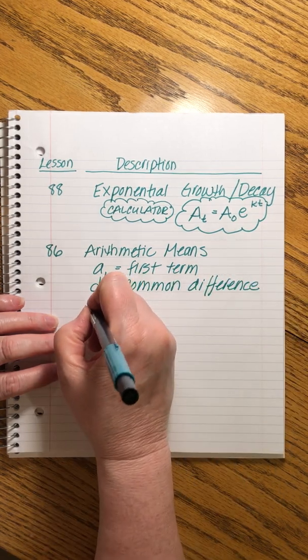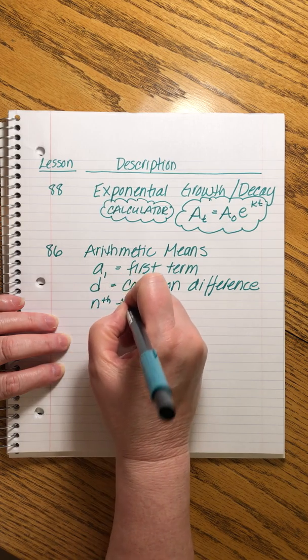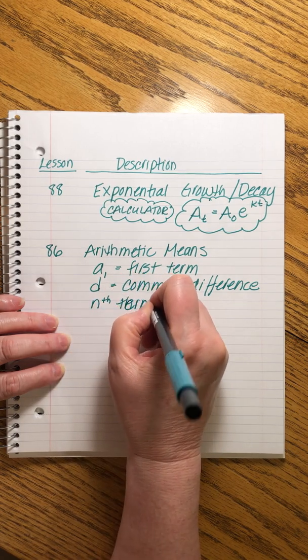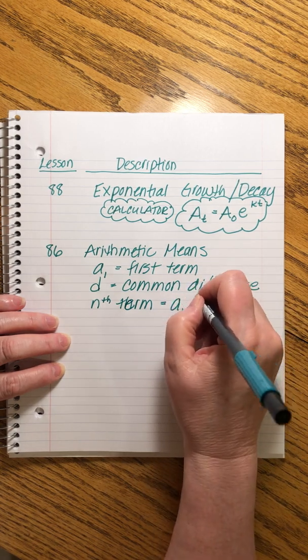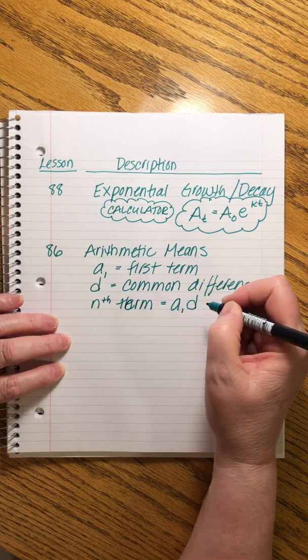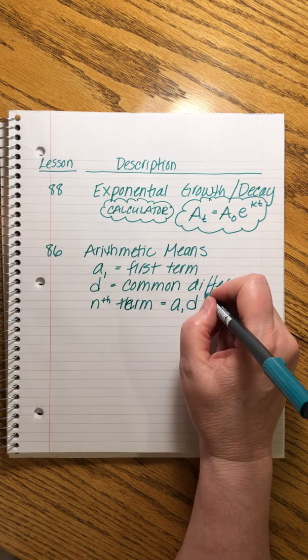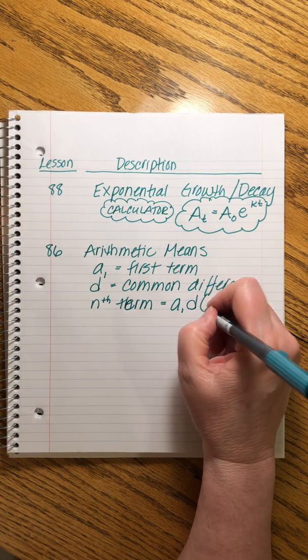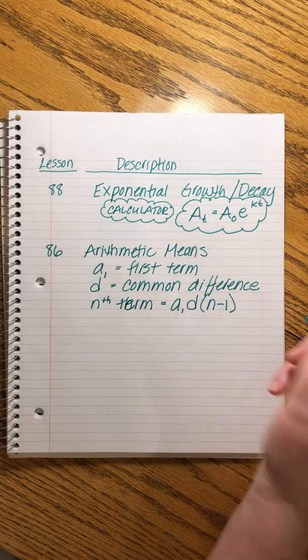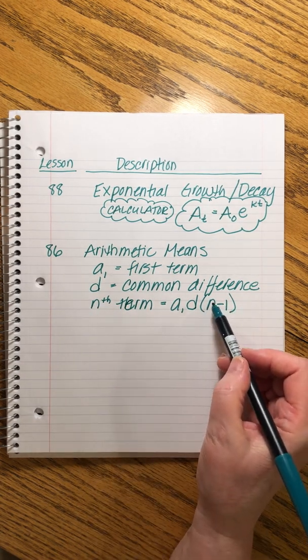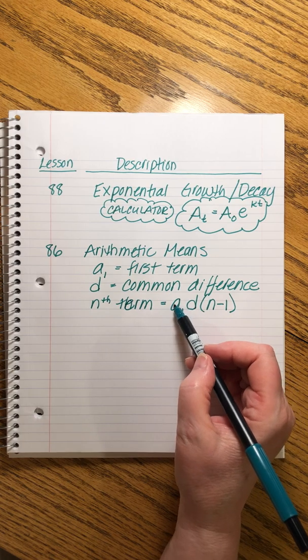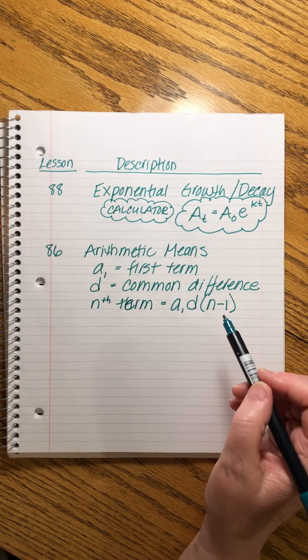And then any time we want to find a term, the nth term, we take A1 and we multiply it times D times n minus 1. So if we want the 18th term, we do 18 minus 1, we multiply 17 times D times the first term, and that will give us the number.